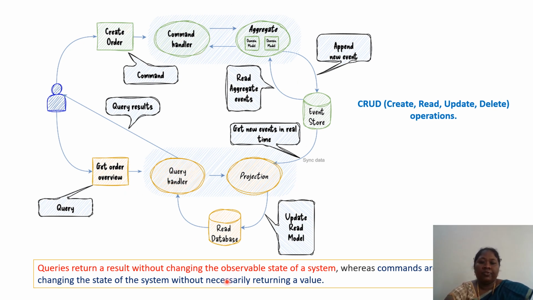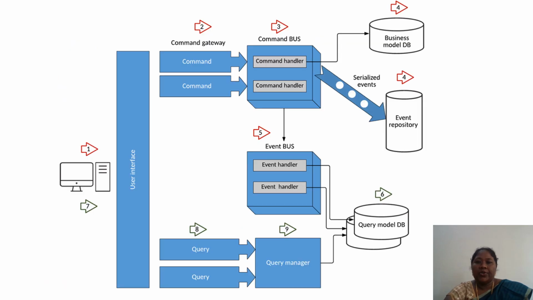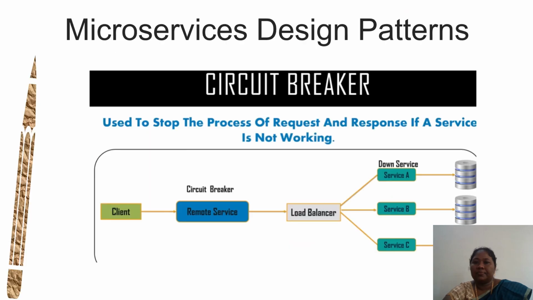Only then are this kind of interactions possible, and this is the architectural style pattern you can include for solving such problems of the users. So queries return the result without changing the observable state, whereas commands will change it and return a value. This is also a design pattern that you can incorporate in your application. Commands will be handled by separate event stores and an event bus. Queries will be handled too, but at the same time, everything is supposed to be synchronized.